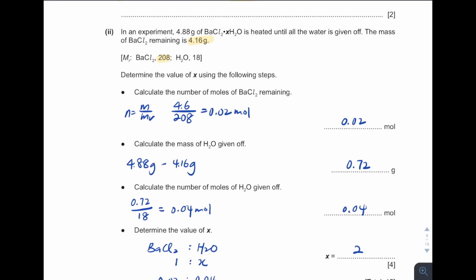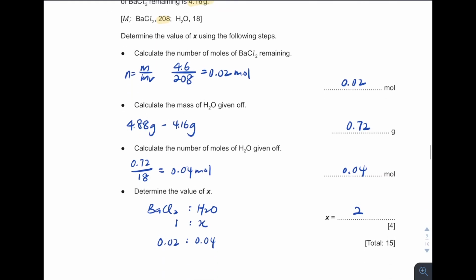Then what is the mass of H2O given off? Here you are given the initial mass of the hydrated compound, and you are given the mass of BaCl2. So how do you look for the mass of H2O? You get 4.88 grams minus 4.16 grams. You get 0.72. And then followed by the moles of H2O. You are given the mass, 0.72, so the formula is M over Mr. So 0.72 divided by the Mr of H2O, given here as 18. So you get 0.04.